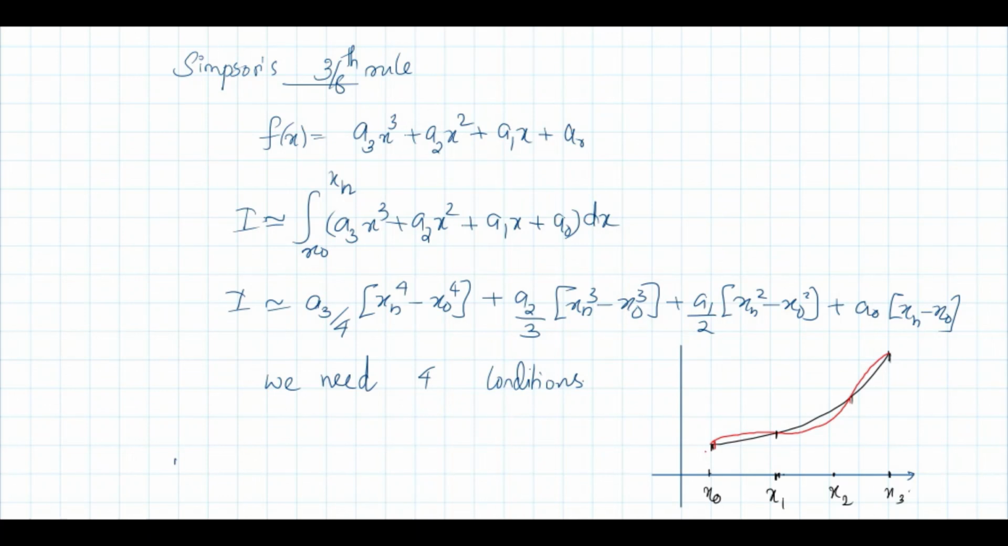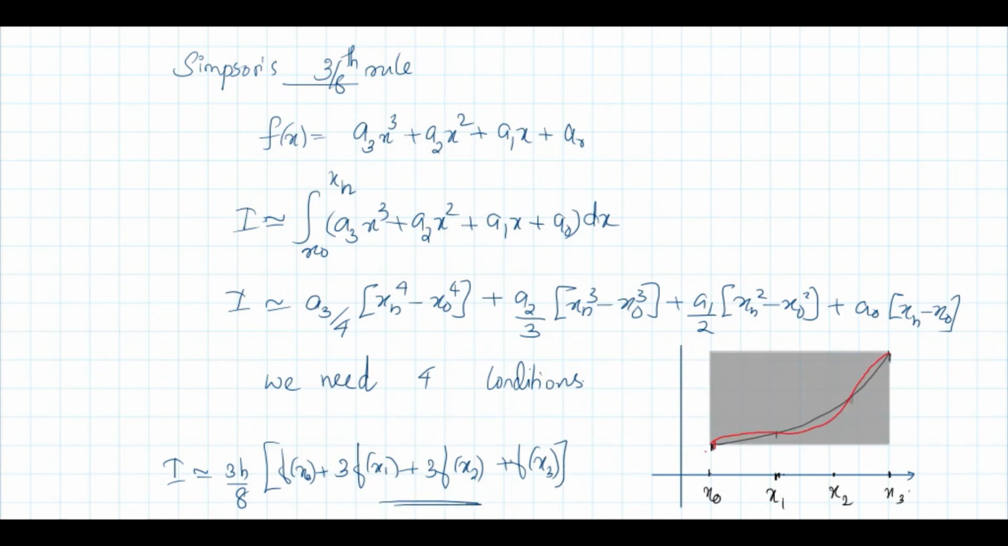Substituting back the values, you will get I approximately equal to 3h by 8. That is why it is known as the 3 by 8 rule. F of x0 one time, 3 into f of x1 plus 3 into f of x2 plus f of x3. This is the general expression. This is Simpson's 3 by 8 rule.